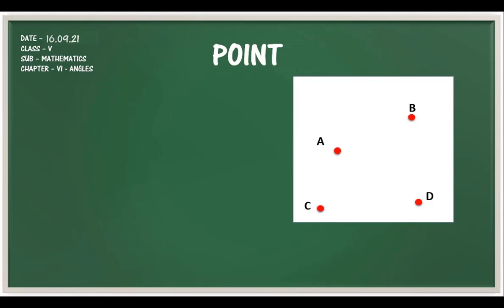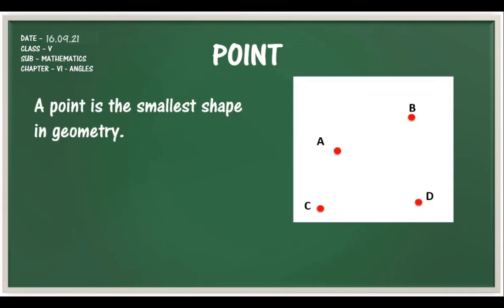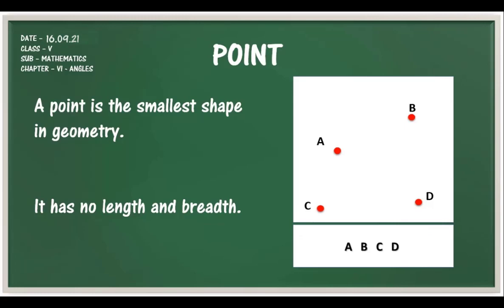Point. A point is the smallest shape in geometry. It has no length and breadth. Points are represented by capital letters such as A, B, C and D.